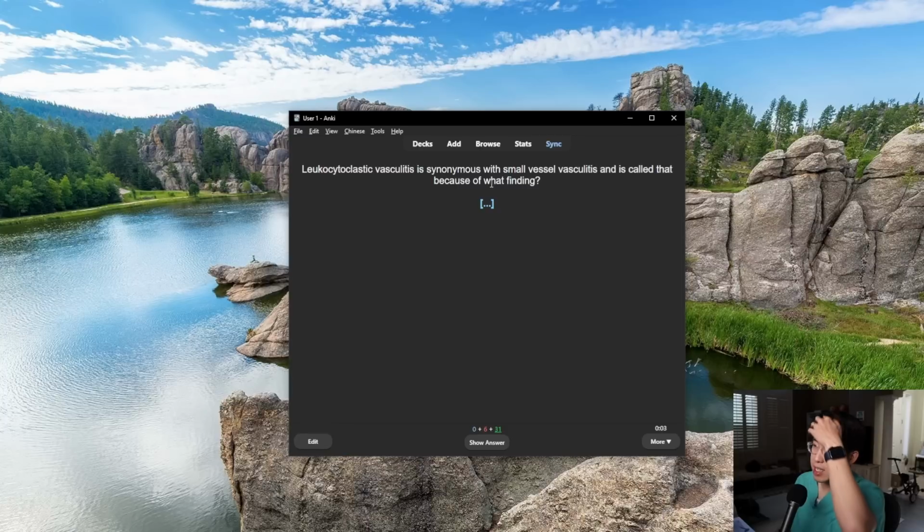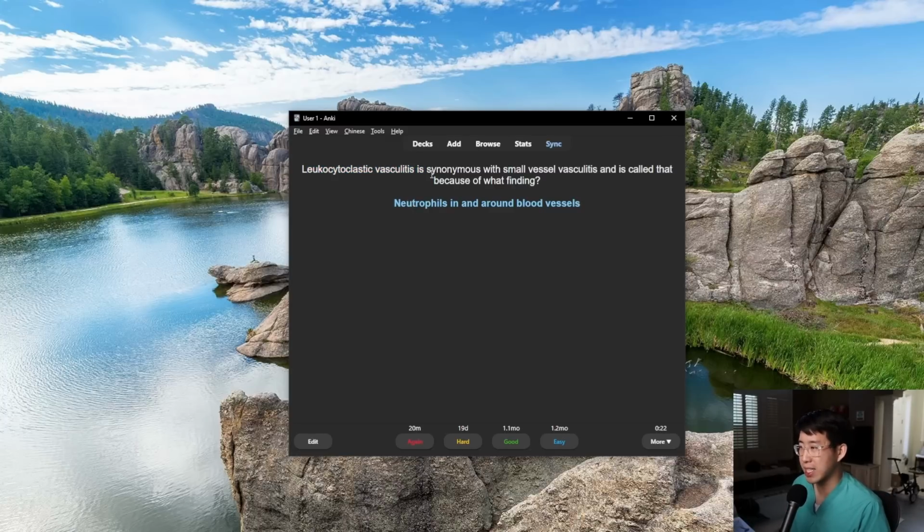Leukocytoclastic vasculitis is synonymous with small vessel vasculitis and is called that because of what finding? And I just wanted to have this teaching point in case I have another morning report. I can tell people why it's called leukocytoclastic vasculitis, but it's because of the finding of white blood cells or neutrophils in and around the blood vessels. So it just gives you some context to why we call it that.